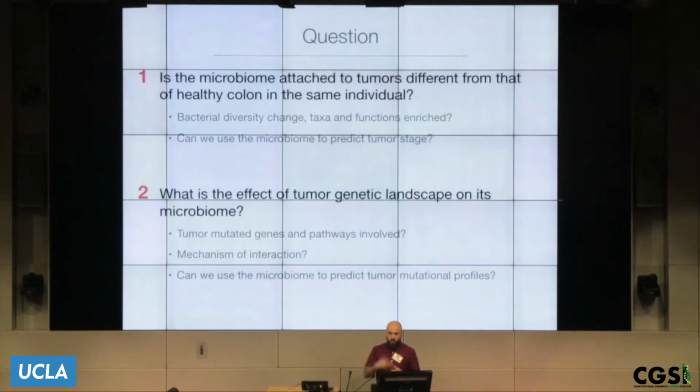And then once we incorporate genetic information into the analysis, can we look at the mutated genes within the tumor and see associations between that and the microbiome? Can we see the microbiome changes that are associated with specific genes and pathways that are mutated? Can that tell us something about the mechanism of interaction? And then can we use the microbiome to predict information about the tumor's mutational profiles?